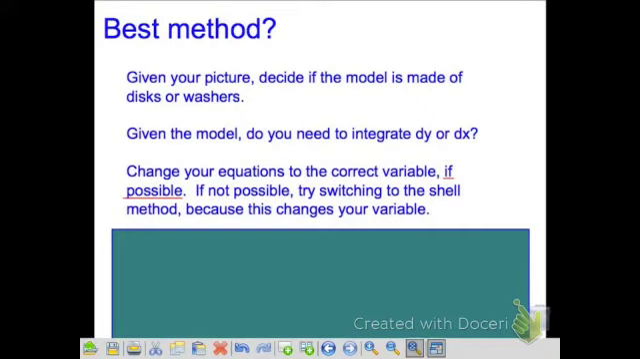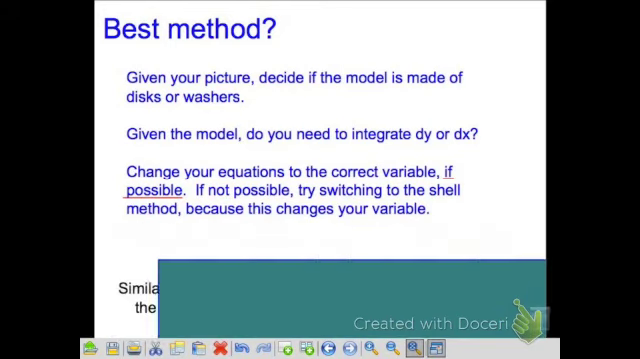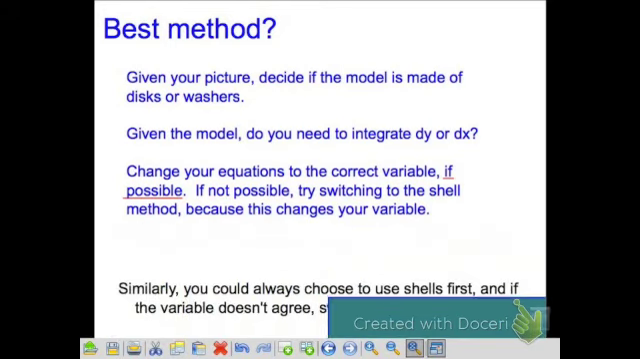Usually we use the shell method when we can't use the washer or disc method. This is going to just change your variables so that it makes it easier. If you like this method, it's fine to just choose to do the shells first. But again, sometimes it's not going to work, and you'll have to switch back to washers or discs.